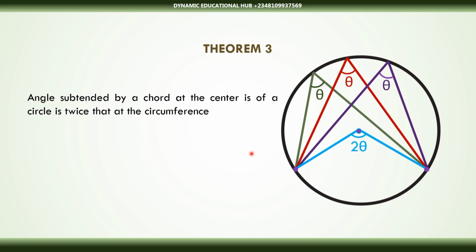Let me explain the concept again. If you pick 2 points at your circumference and angles are formed at the same 2 points, the second theorem is applied here, which says angles in the same segment are equal. That is why this one is theta, this one is theta, this one is theta, because all these angles are formed by the same 2 points. Now if another angle is formed at the center from those same points, the angle formed at the center will be twice the one formed at the circumference.